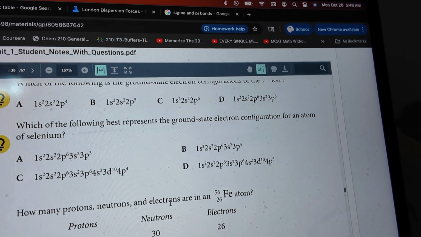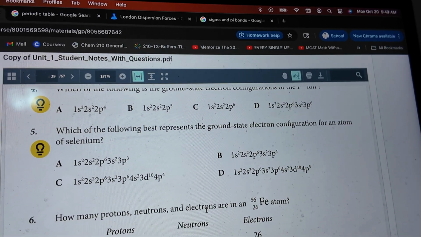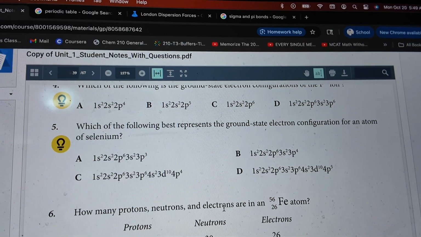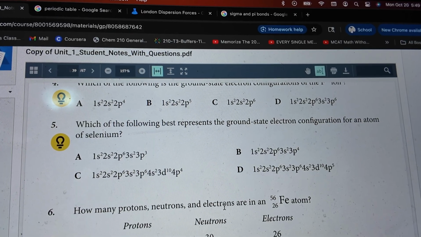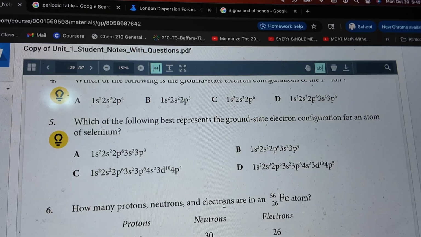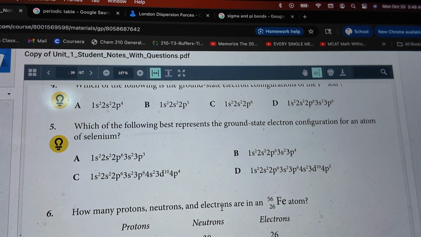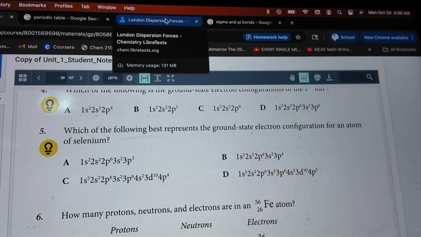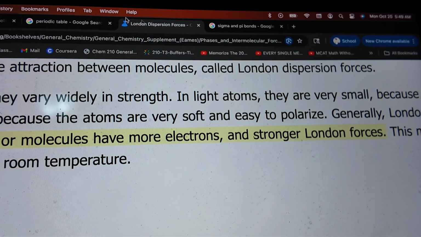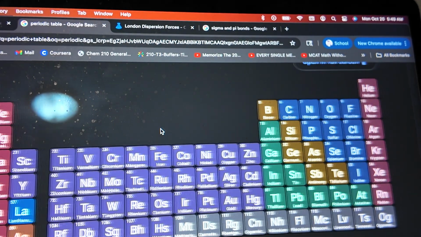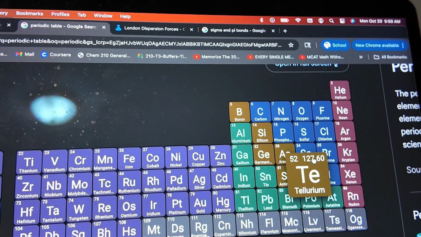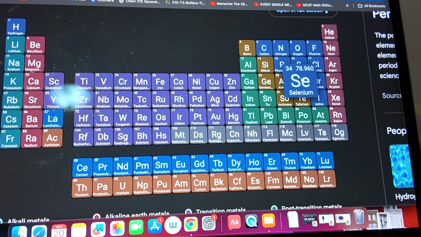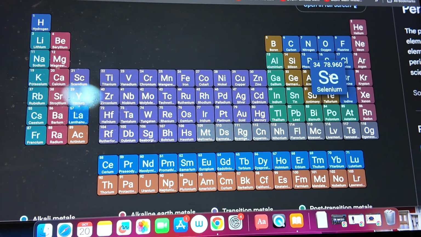Okay, number 5. Which of the following represents the ground state electron configuration for an atom of selenium? Oh, this should be easy. So let's see. First, we got to find selenium. Okay, selenium's all the way over here. I think there's a point to this question. Okay, so you can see the whole periodic table.